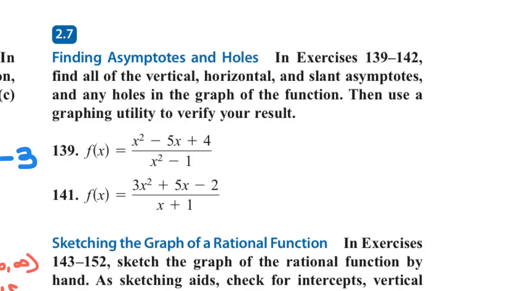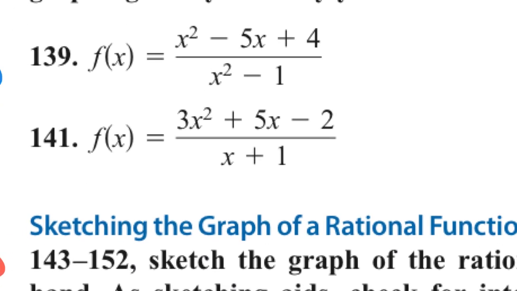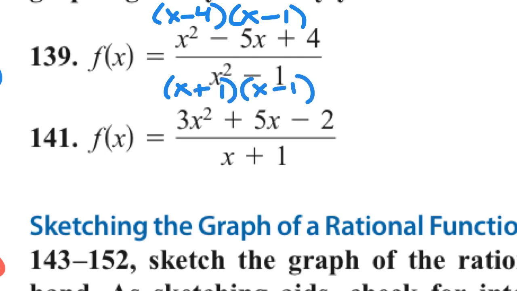All right, so 139 says, find all the vertical, horizontal, and slant asymptotes and any holes in the graph of the function, then use a graphing utility to verify your result. So let's pretend you don't have your graphing utility because you'd have to work all the way through it without it, right? So the first thing I'm going to do is check to see if I can simplify this because that's what's going to create a hole, right? So the factors of 4 that sum to negative 5 mean this would be x minus 4 and x minus 1. And then the denominator is x squared minus 1, so this can factor into x plus 1 and x minus 1. So this time it can simplify, which creates a hole.